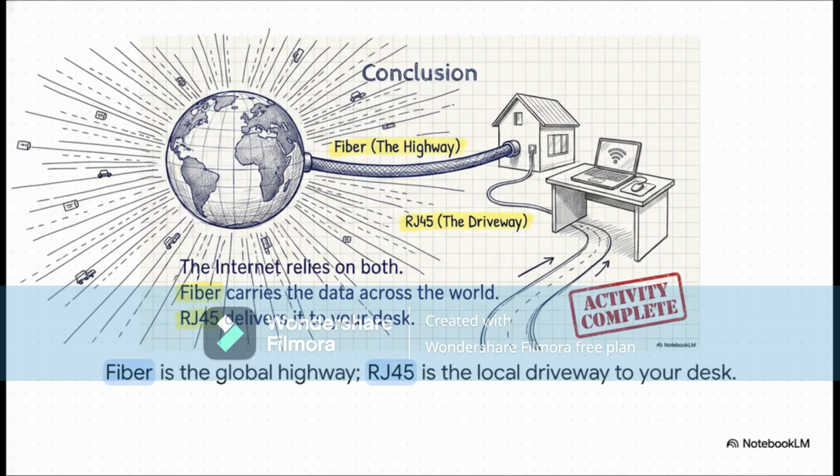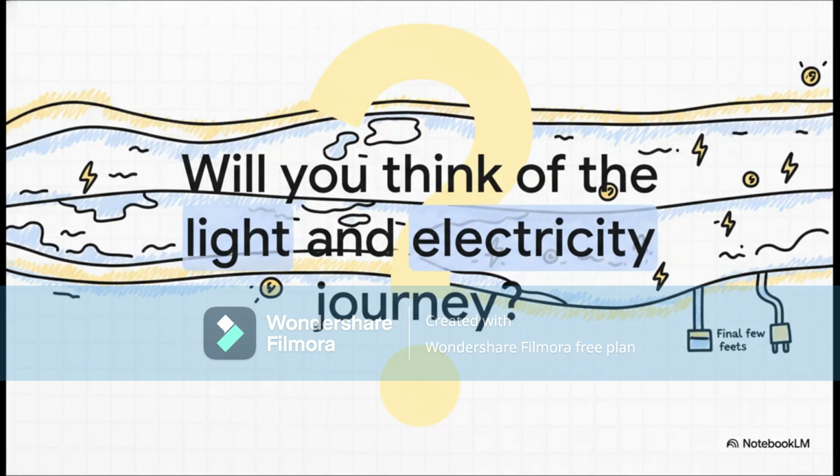But you don't live on the highway. You need that local driveway to get the traffic right to your front door. That's the RJ45. It's the final, crucial link that delivers the internet right to your desk. So the next time you plug in that cable and you hear that familiar little click, you'll know that you're hearing the very end of an incredible journey. A journey of data traveling as flashes of light across oceans, then converting to sparks of electricity for just the last few feet, all to connect you to the world.